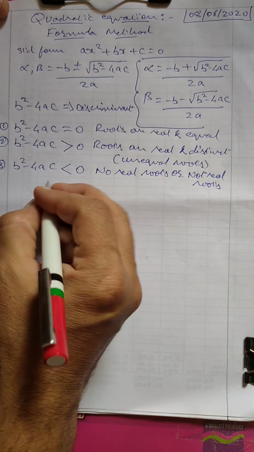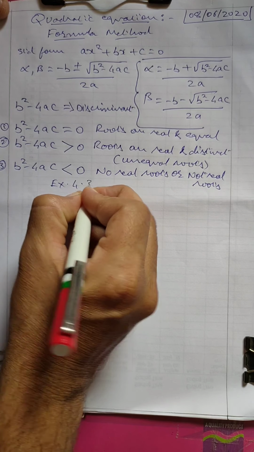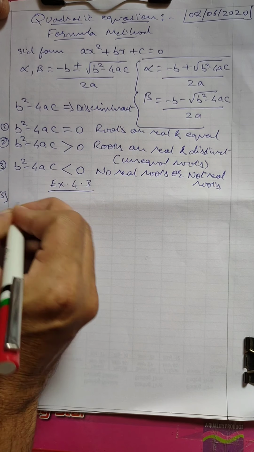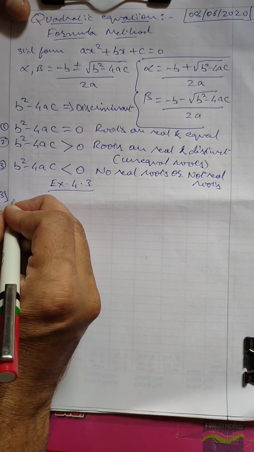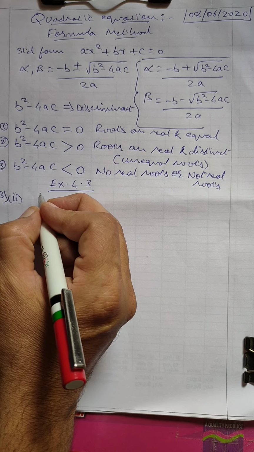Let's solve the remaining exercise. Exercise 4.3. We will start with the third question. What is the third question? Find the roots of the following quadratic equation. In the third question, I am solving the second part. The first part is homework.